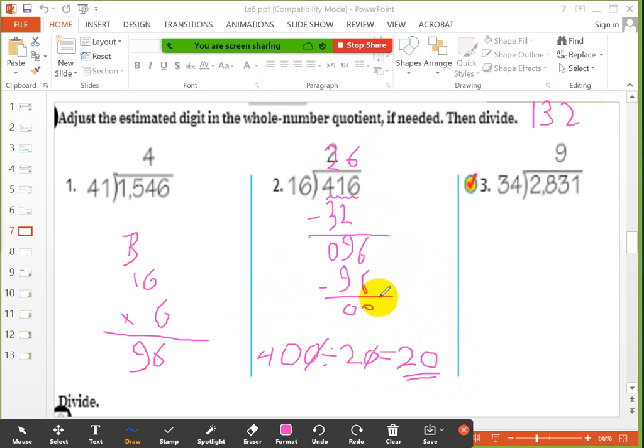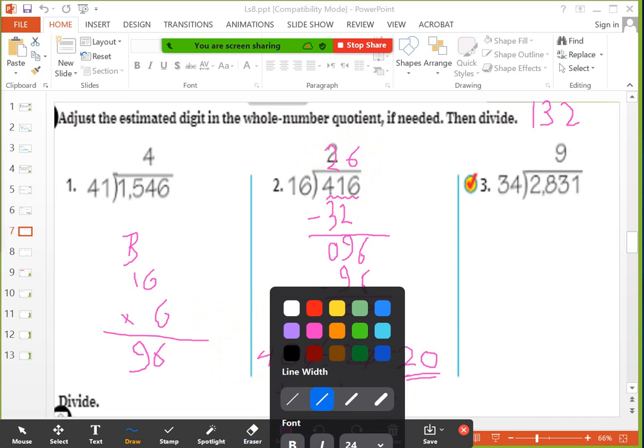Too high or too low. The estimation is 20 and the right answer is 26. So thank you, Larissa. This estimation is too low. The estimation is lower than the right quotient, so that means the estimation is too low.